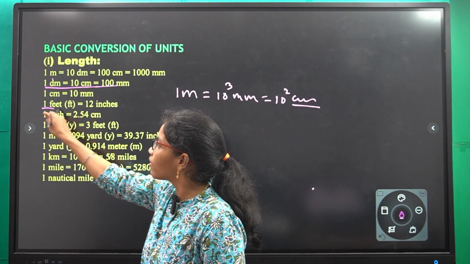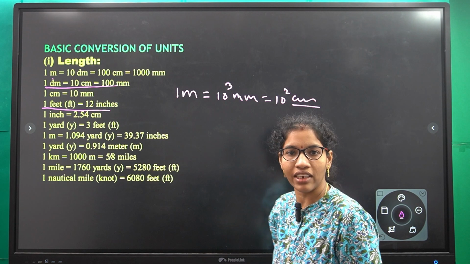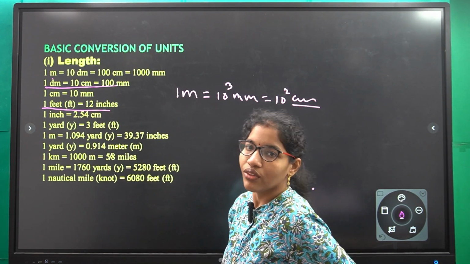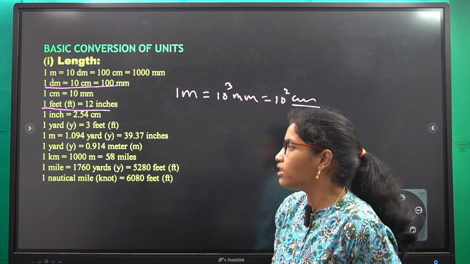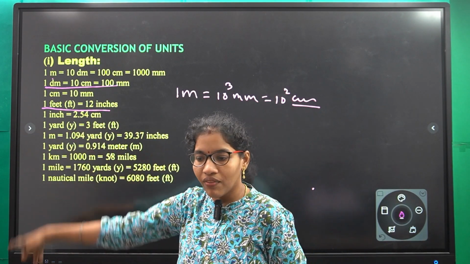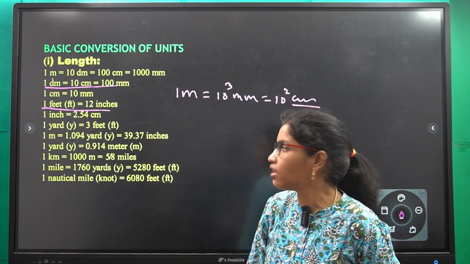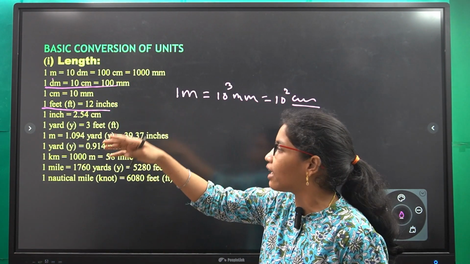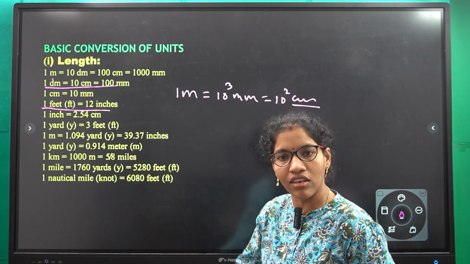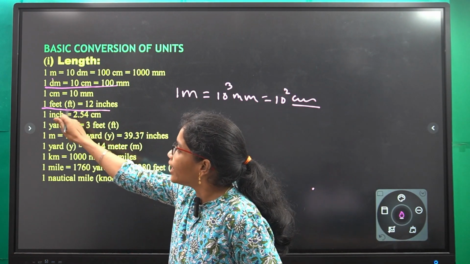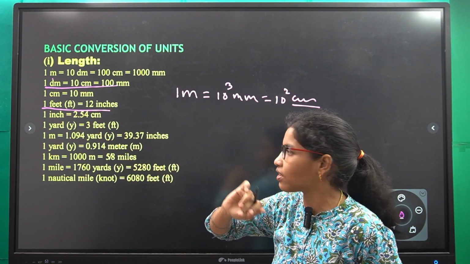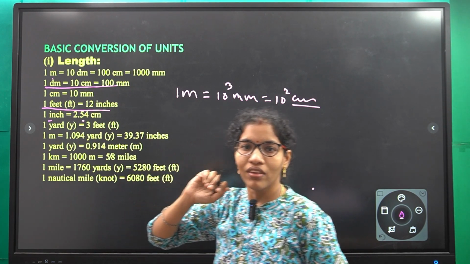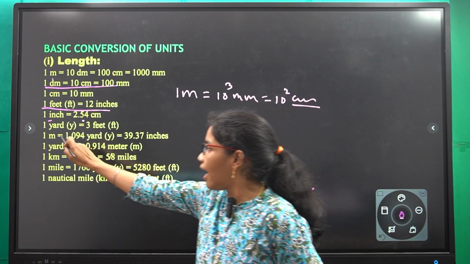Not only meters and kilometers, we have feet, yard and inch also. Those are also measurements of length. Sometimes they may give the length of a surface in feet, inches, yards or kilometers. 1 foot equals 12 inches, right? And 1 inch equals how many centimeters? 2.54 centimeters.